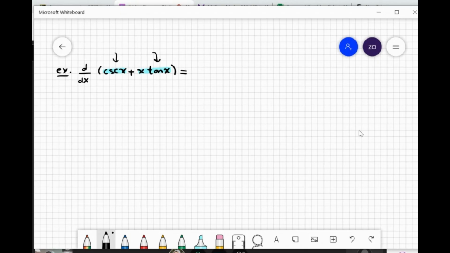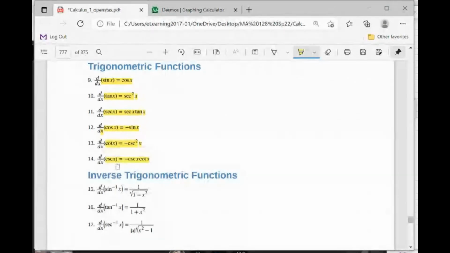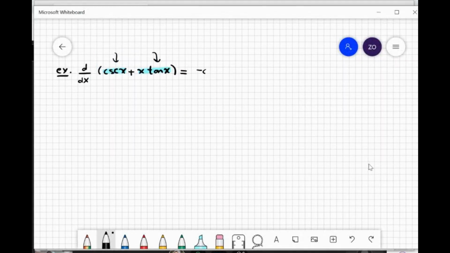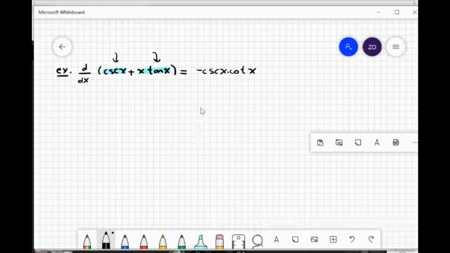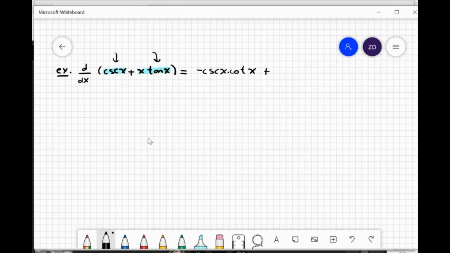So we should check the derivative of the cosecant function. Let's find it from here. The derivative of the cosecant function is negative cosecant times cotangent, so negative cosecant times cotangent of x. Let's double check. The derivative of the cosecant function is rule number 14, negative cosecant times cotangent of x. So we just find the derivative of each and we will add them.